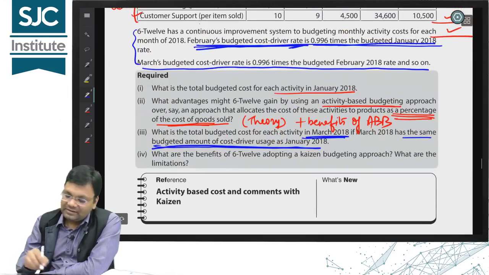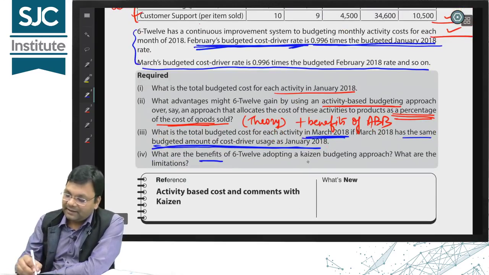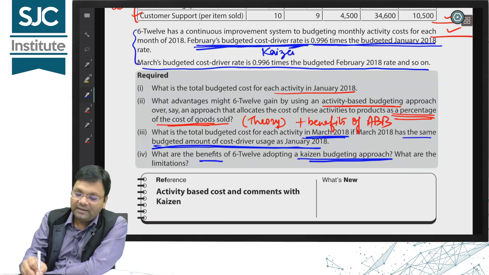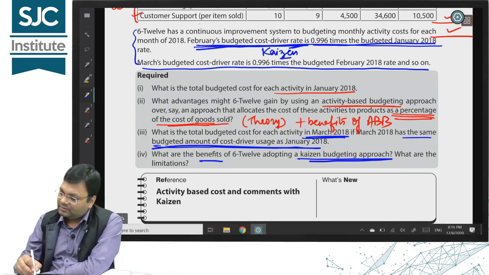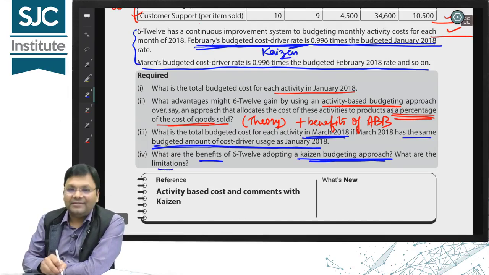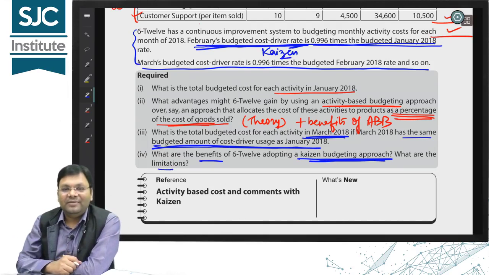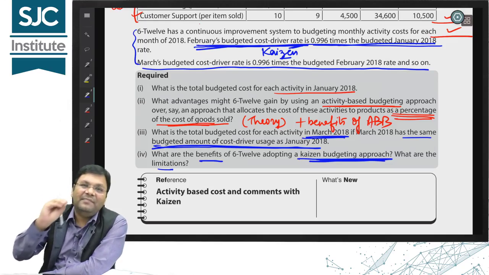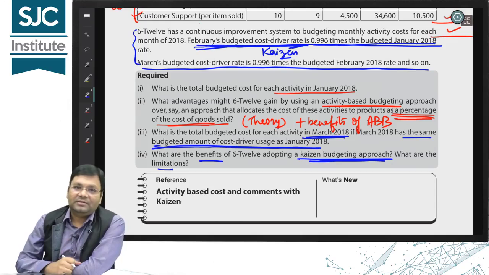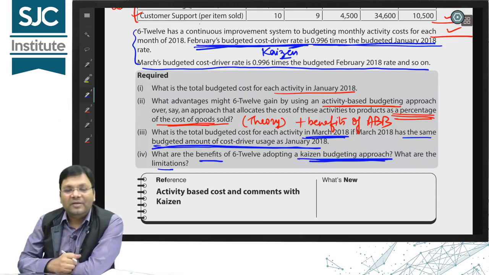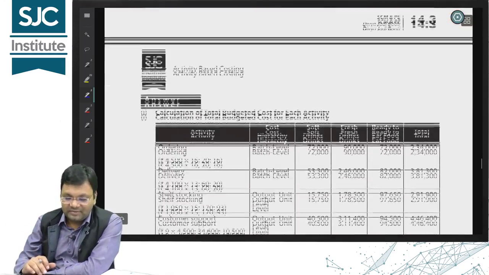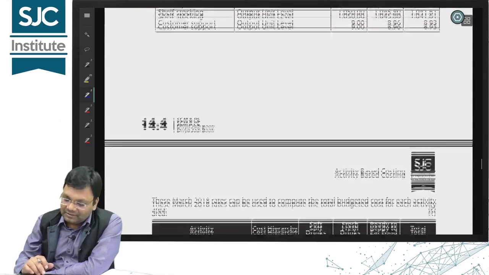And lastly, they are also asking what the benefits of adopting a Kaizen budgeting approach are. Here we are doing Kaizen, right? Small improvement in subsequent months. So what are the benefits and limitations of Kaizen? I have shared them with you. The benefit is that it keeps continuous consciousness in our managers to reduce the cost. The limitation is they may compromise quality. They may only focus on minor improvement, although major improvement is also possible. So that is also written over here.